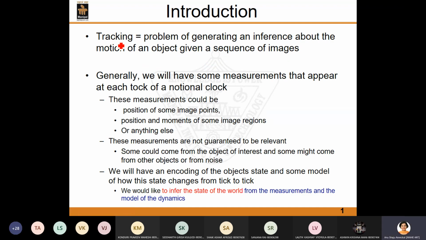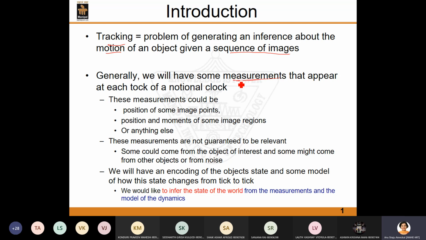Fine. So when you're saying tracking, what you're basically trying to do is find the motion of an object, or in other words, find the path of the movement of the particular object given a sequence of images. You have a video, which is basically a sequence of images, and given that, you're trying to find the motion of the object. From this, you're trying to find out some measurements, and these measurements will help us in trying to find the trajectory.